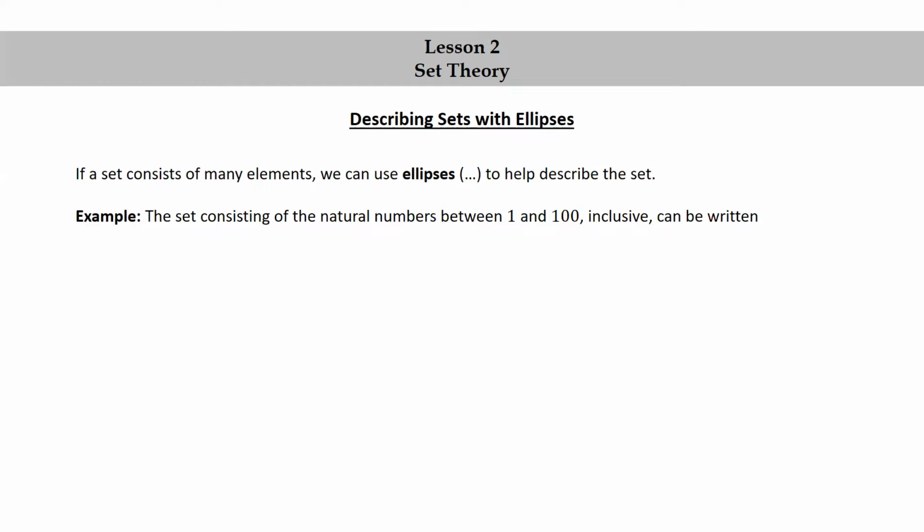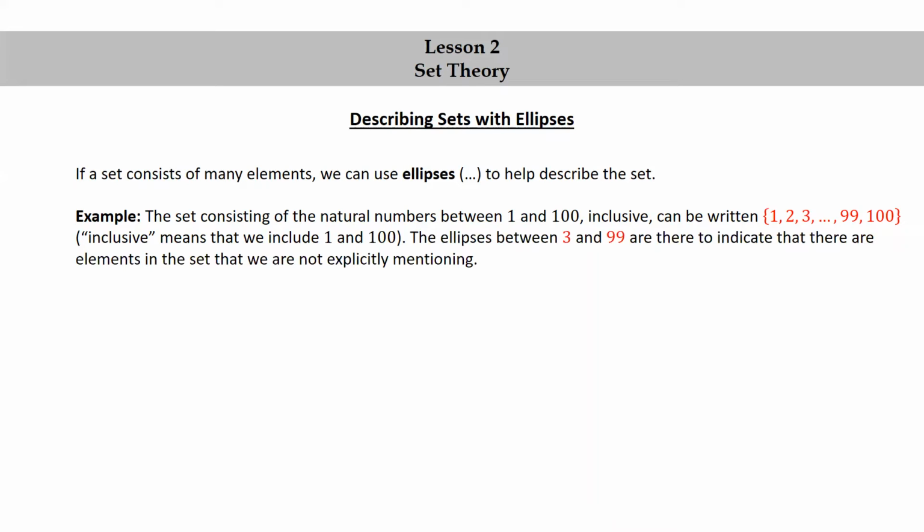The set consisting of the natural numbers between 1 and 100 inclusive can be written as the set of 1, 2, 3, ..., 99, 100. The word inclusive means that we include 1 and 100. The ellipses between 3 and 99 are there to indicate that there are elements in the set that we are not explicitly mentioning.